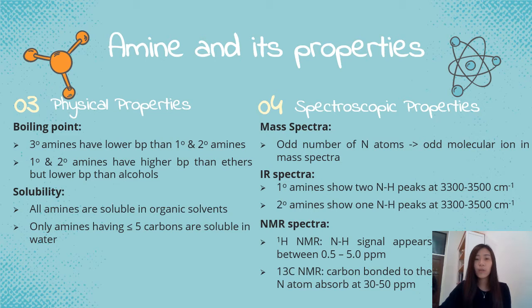Next, for the spectroscopy properties, amines that have an odd number of N atoms will give an odd molecular ion in their mass spectra. For IR spectra, primary amines will show 2 NH peaks in the range of 3300 to 3500 per centimeter, whereas secondary amines will only show 1 NH peak at 3300 to 3500 per centimeter. For NMR spectra, in 1H NMR, the NH signal will appear between 0.5 to 5 ppm, whereas 13C NMR shows that the carbon bonded to the N atom absorbs at 30 to 50 ppm.